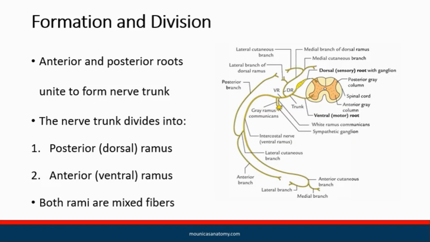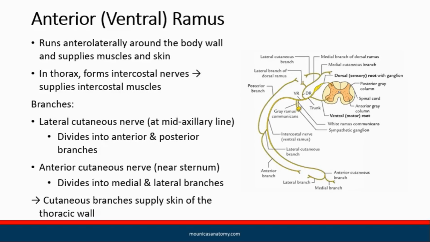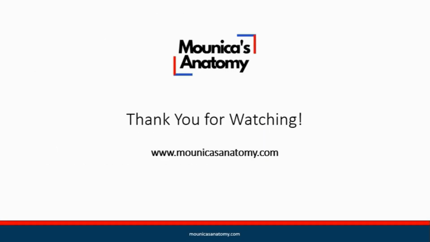Anterior and posterior roots unite to form the nerve trunk, which divides into posterior and anterior ramus. The posterior ramus curves backward around the vertebral column, supplies deep muscles of back and skin, and divides into medial branch and lateral branch. The anterior or ventral ramus runs anterolaterally around the body wall and supplies the muscles and skin. In thorax, it supplies intercostal muscles. Branches are the lateral cutaneous nerve and anterior cutaneous nerve, which supply the skin of the thoracic wall.